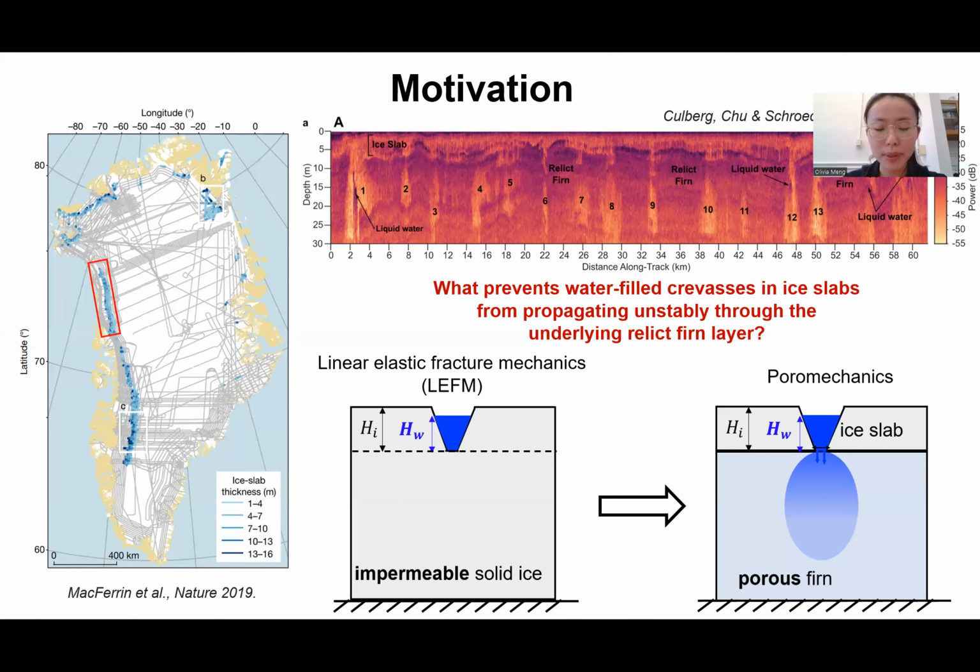However, it remains a puzzle why meltwater infiltrates into, instead of fracturing, the porous firn layer underlying ice slabs. To understand this process, we have to apply poromechanics instead of LEFM to account for the porous nature of the firn layer.